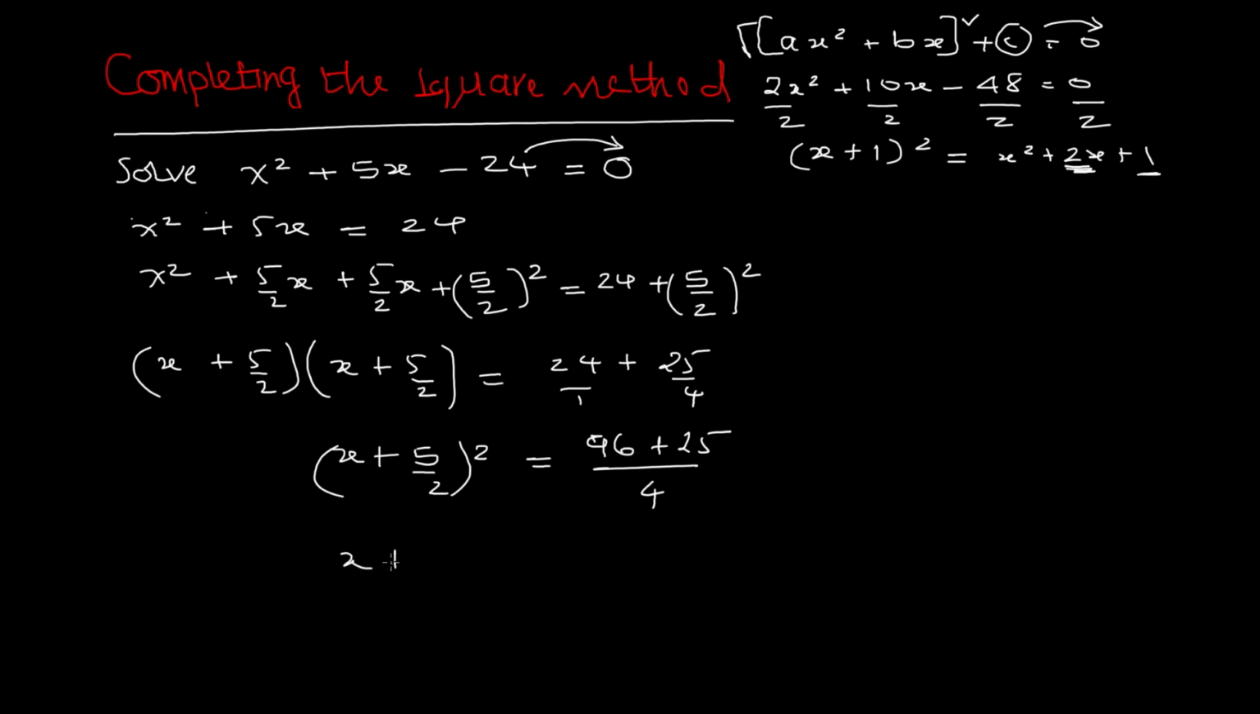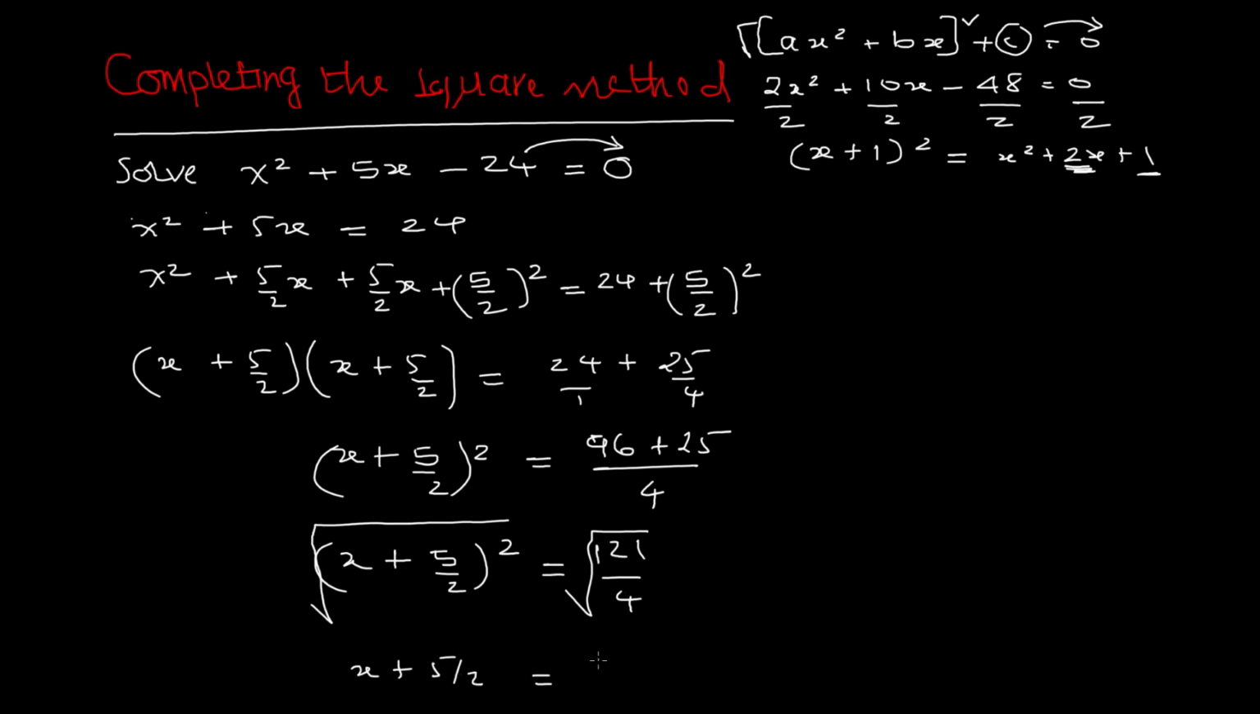So this gives us 5 over 2, still squared. And then this gives us 121 over 4. We can go ahead and perform the same action on both sides. So this will give us x plus 5 over 2 equal, that's plus or minus 11 over 2. Now it's plus or minus because if I squared this, I'll still get that inside there. 5 squared minus 1, I'll still get positive 121 over 4.